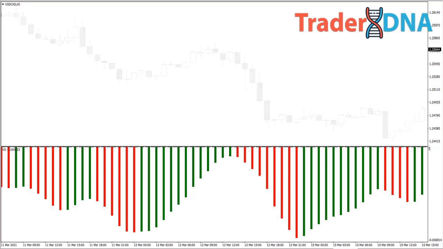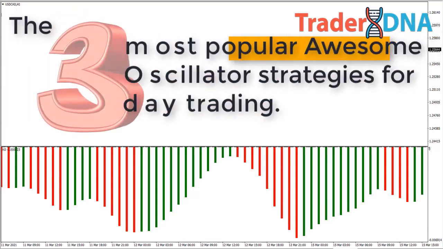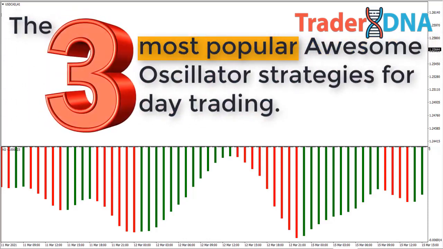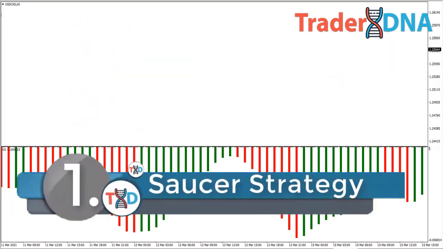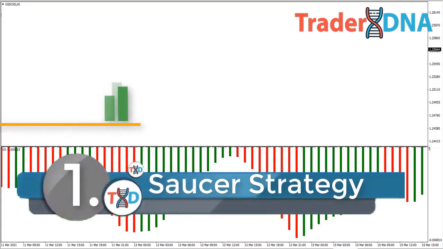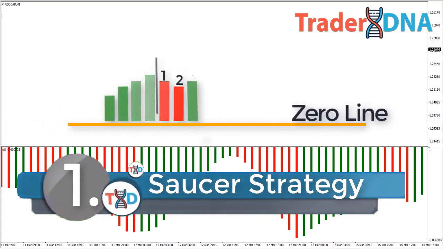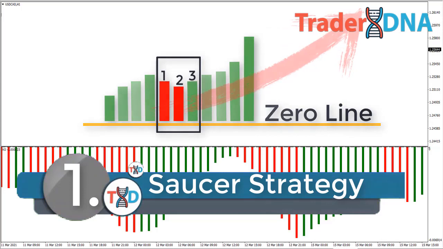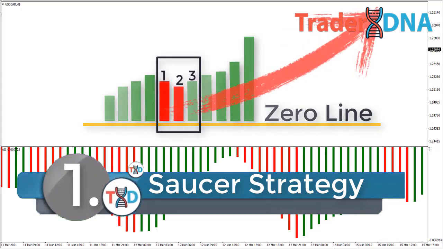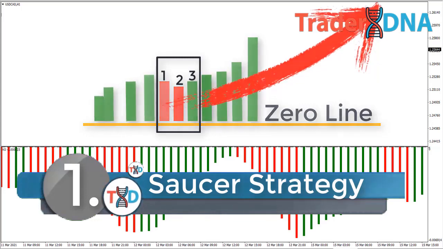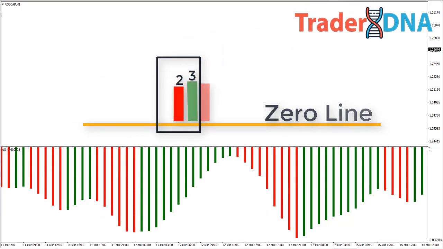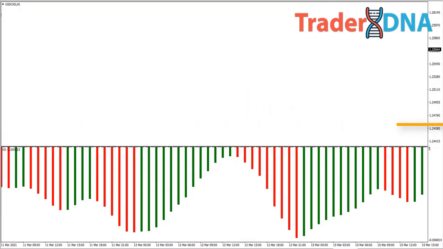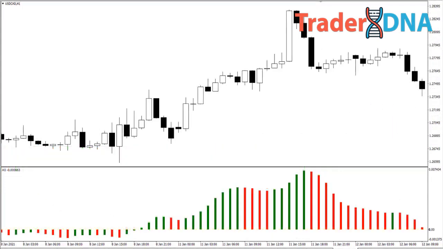And now, let's briefly cover the three most popular awesome oscillator strategies for day trading. Strategy number 1. Saucer strategy. The saucer trading strategy means that the trader is trying to find a specific setup of 3 consecutive bars on the histogram in order to detect a bullish or bearish signal. This strategy searches for quick changes in the momentum of the awesome oscillator histogram, all on the same side of the zero line. Consequently, the awesome oscillator saucer setup can be identified as follows.